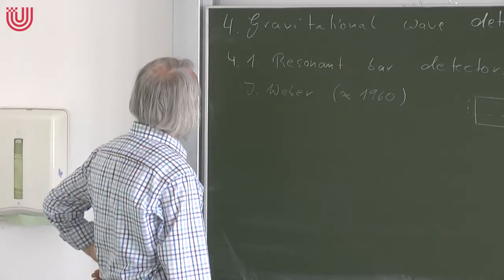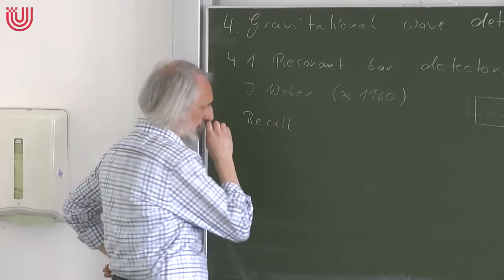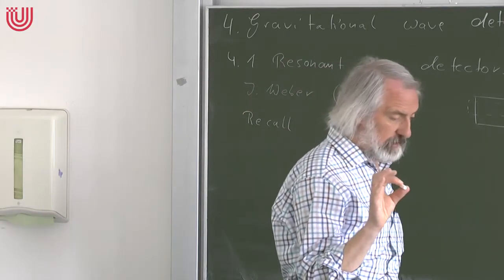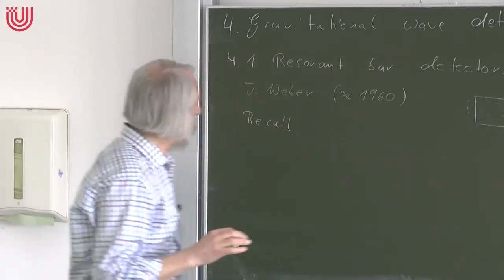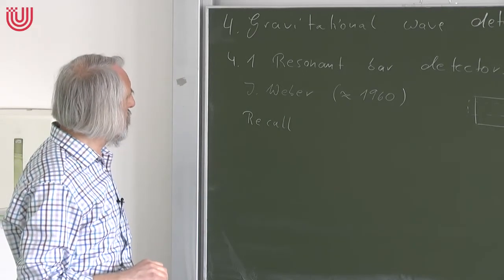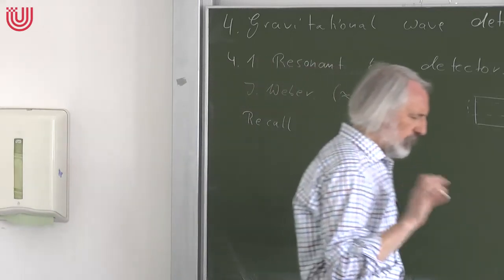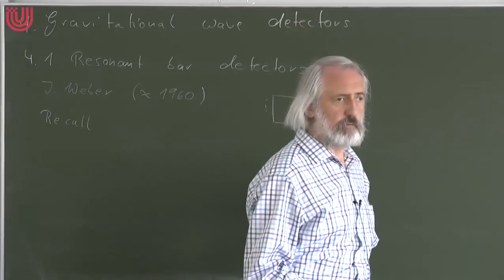So in order to do this, we first have to recall how freely falling particles behave in a gravitational wave. We derived this, I don't know, 6 weeks ago or so, when we discussed the plus mode and the cross mode of gravitational waves. So the equation for freely falling particles will be the starting point, and then we introduce external driving forces.